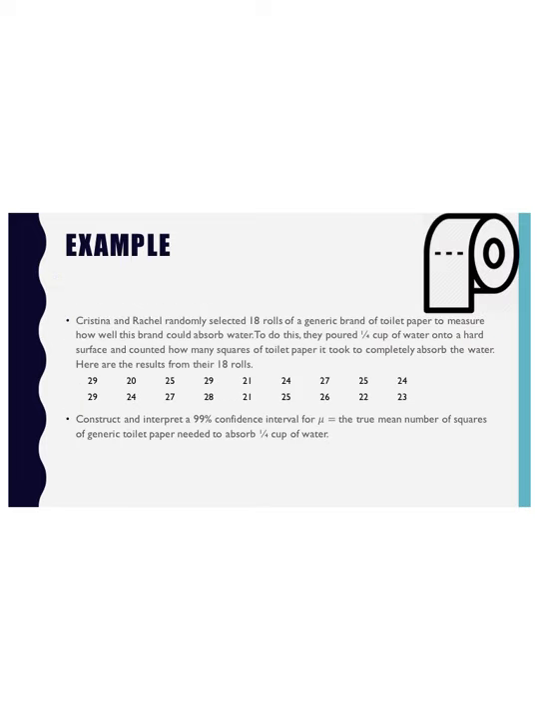Now we're going to look at another example. Christina and Rachel randomly selected 18 rolls of generic brand toilet paper to measure how well this brand could absorb water. To do this, they poured a 1/4 cup of water onto a hard surface and counted how many squares of toilet paper it took to completely absorb the water. And here are the results of their 18 rolls. We're going to construct and interpret a 99% confidence interval for mu equals the true mean number of squares of generic toilet paper needed to absorb a 1/4 cup of water.